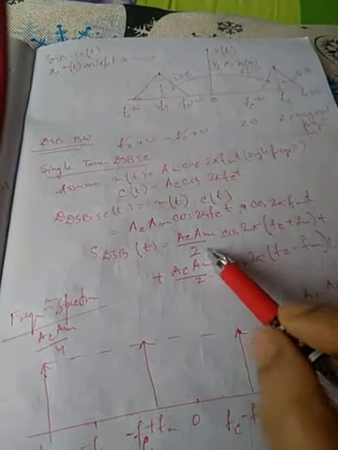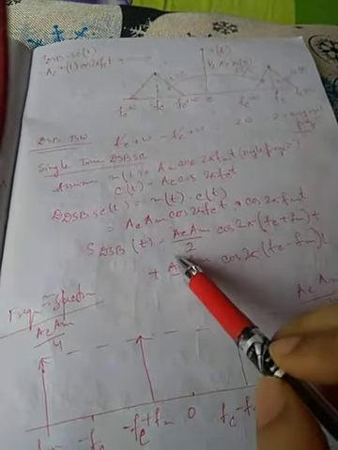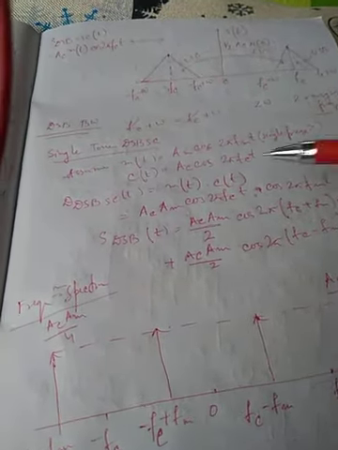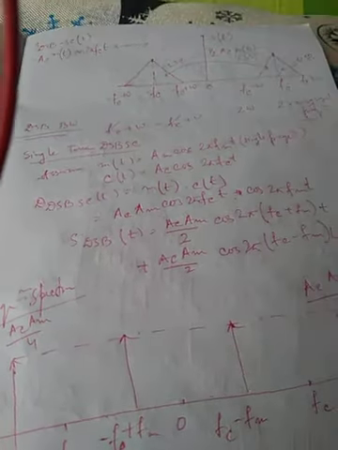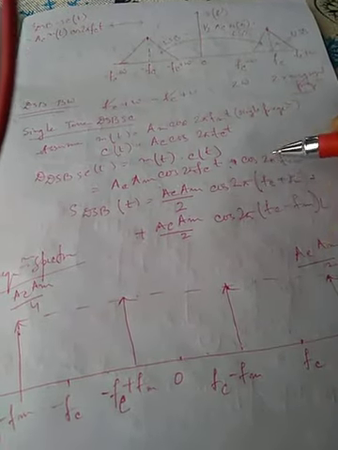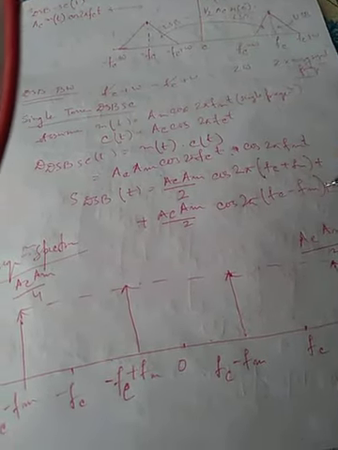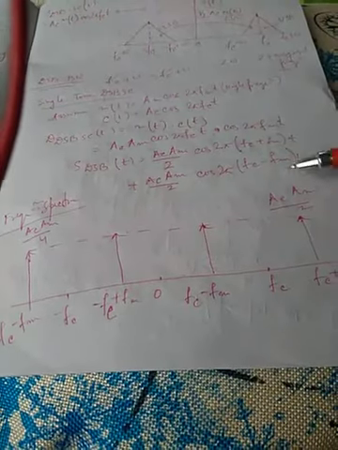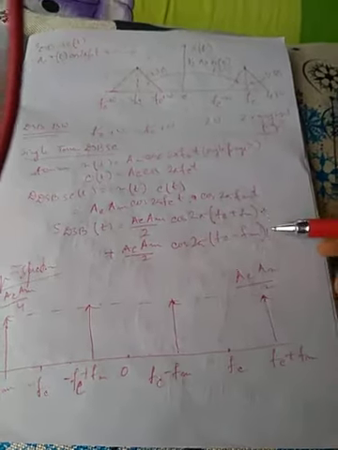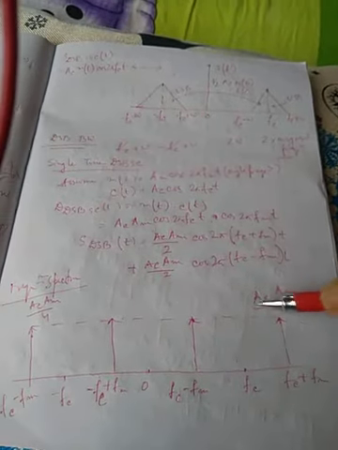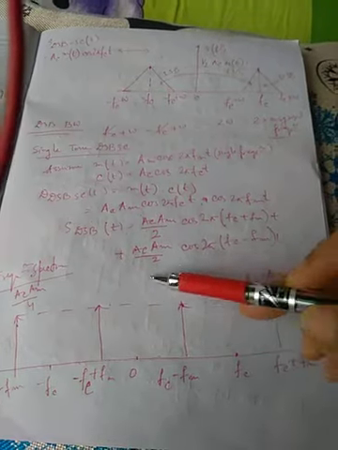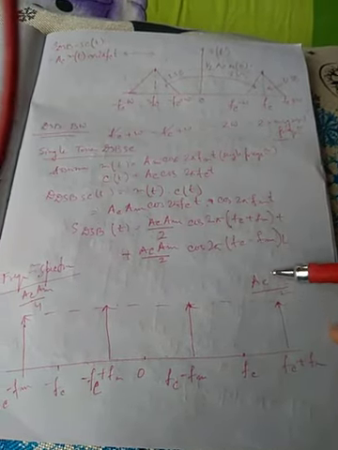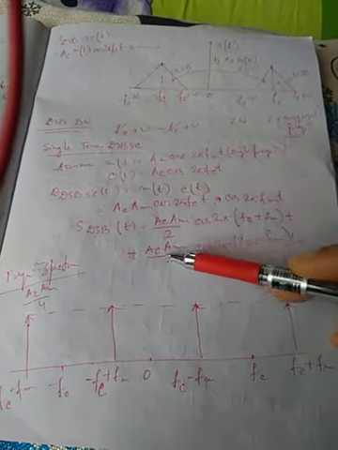Using the cos A cos B formula, that gives Ac Am/2 times cos(A plus B) plus cos(A minus B). We have already seen this kind of derivation in AM generation also. So Ac Am/2 [cos 2π(fc plus fm)t plus cos 2π(fc minus fm)t]. You can remember these things. The first gives the upper sideband and the second gives the lower sideband. In the same way I have drawn the spectrum, and these are the sideband amplitudes, given as Ac Am/2.